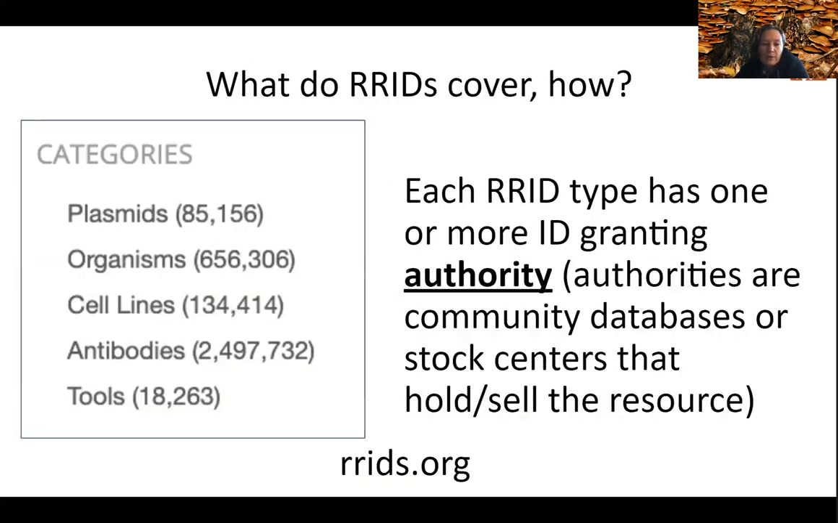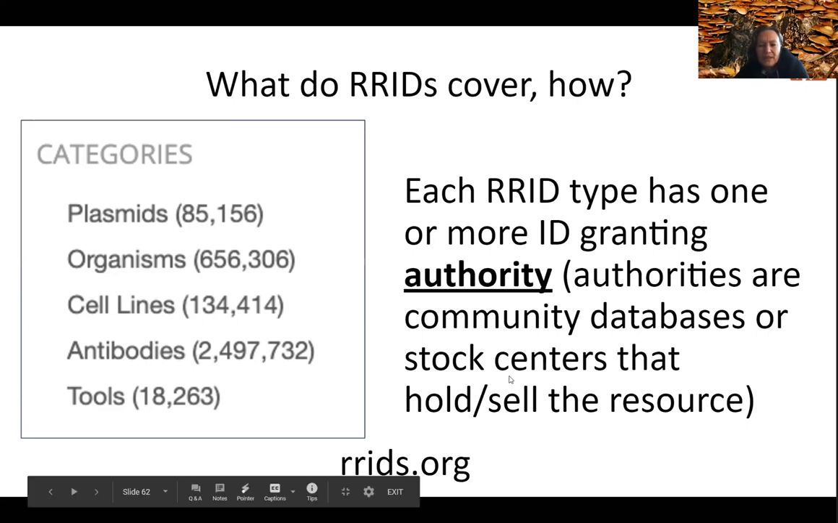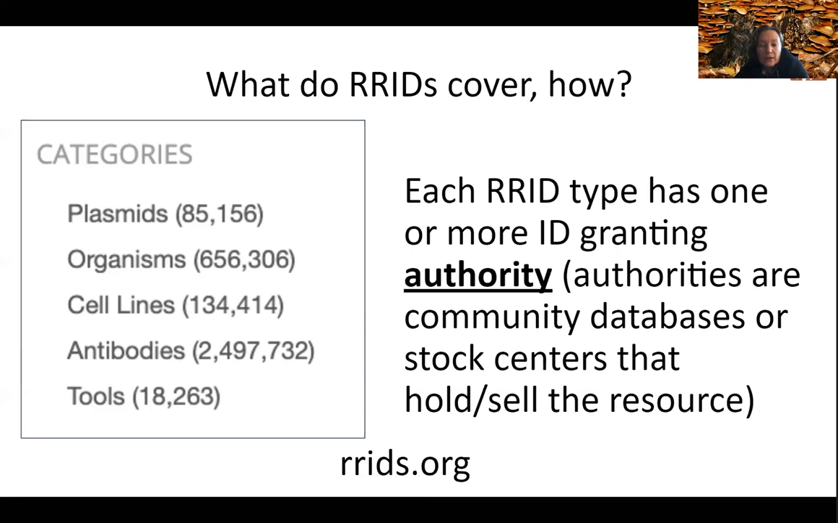Okay, so what do these RIDs cover and how? They cover things like plasmids. For those of you not in biology, these are snippets of DNA often wrapped up in a virus. And there's 85,000 of those. There are upwards of 500,000 different kinds of organisms you can buy. There are lots and lots of cell lines, antibodies, and tools is a funky one. But there are things like statistical tools that people also use, and those are covered under that tools component. Each RID type has one or more authorities. So an RID is kind of a meta identifier on top of a bunch of other identifiers that are given out by the authoritative databases that hold or in many cases sell those particular resources, like those mice or what have you. Next slide.